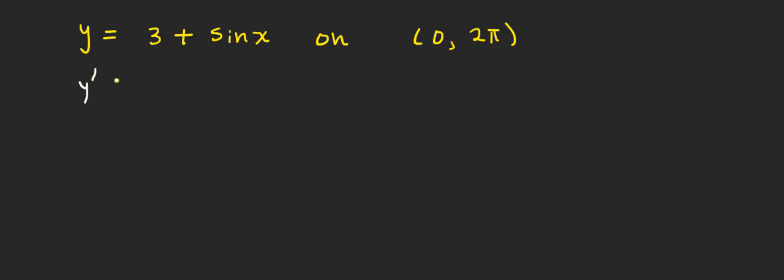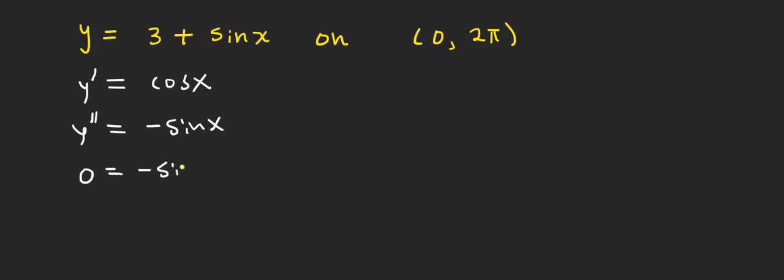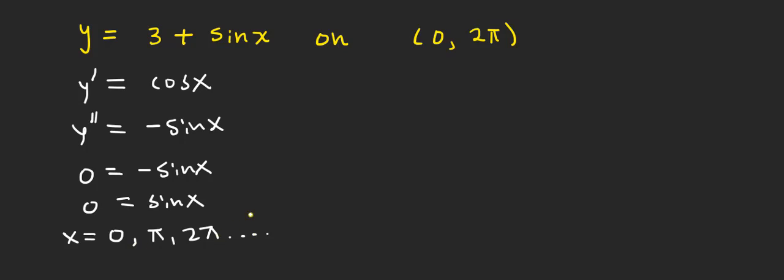So let's find the second derivative. In order to do that, we've got to find the first derivative. The derivative of 3 is 0, and the derivative of sine x is cosine x. And the second derivative will be negative sine x. Now, when is the second derivative equal to 0? Let's divide by negative. You get 0 equals sine x. And you know that sine x equals 0 when x equals 0, pi, 2 pi, and so forth. We could stop right there because we're looking at the interval from 0 to 2 pi.